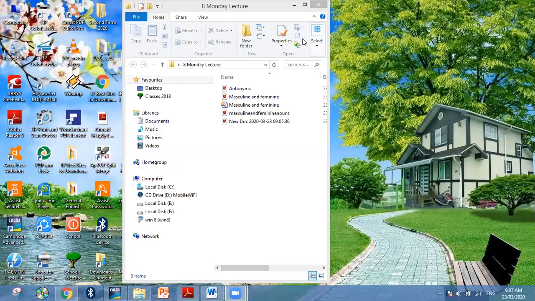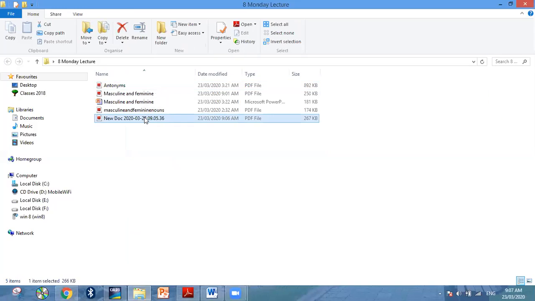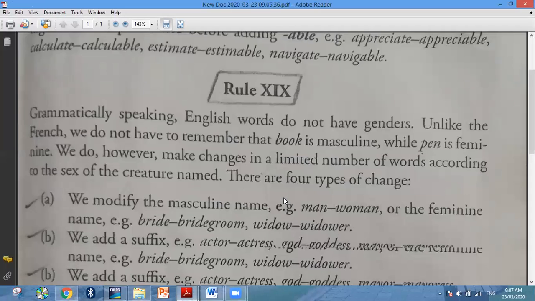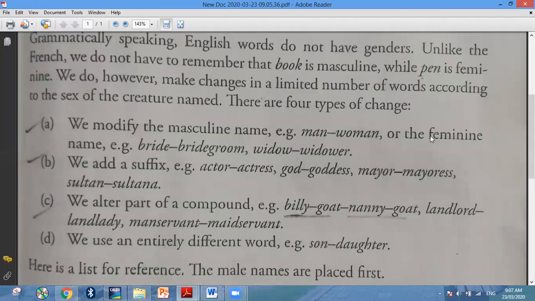Sir, what English will we take? Spelling. Please, my dear students, open your spelling book on this page, page 11. Open your spelling book, page 11.